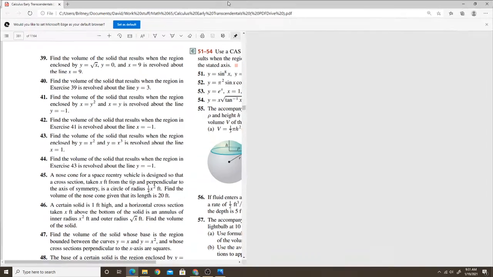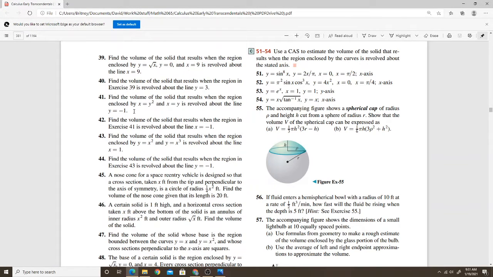All right, let's go over 6.2 number 41. So 6.2 number 41 says find the volume of the solid that results when the region enclosed by x equals y squared and x equals y is revolved about the line y equals 1.